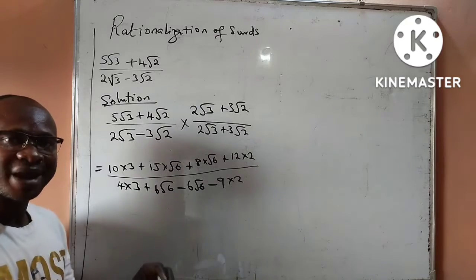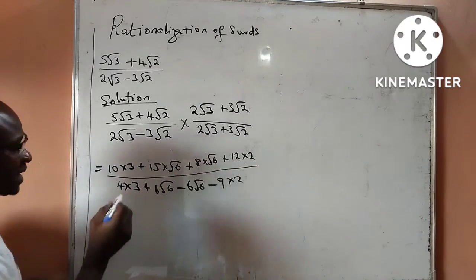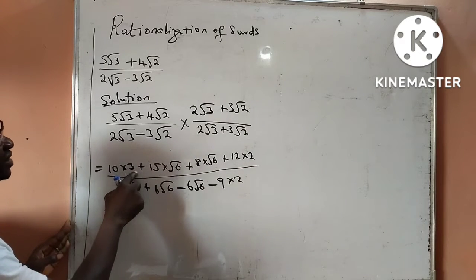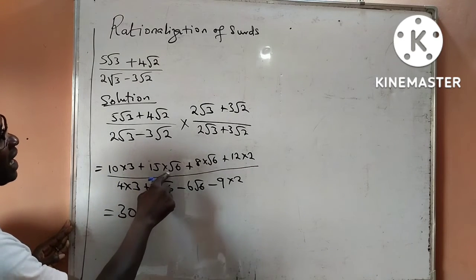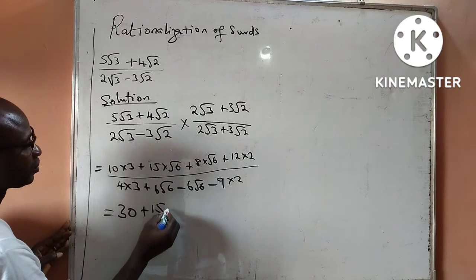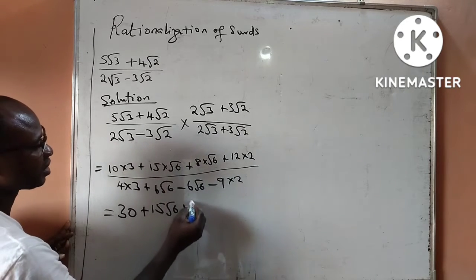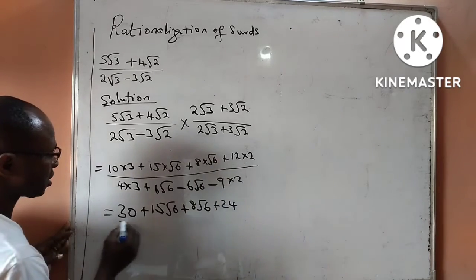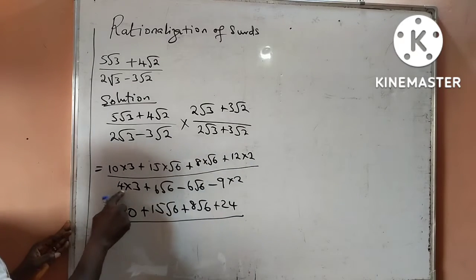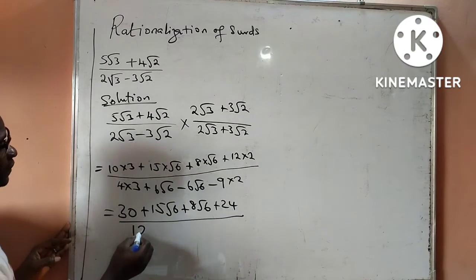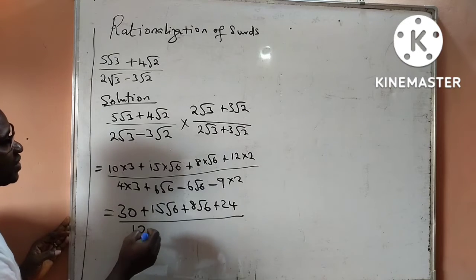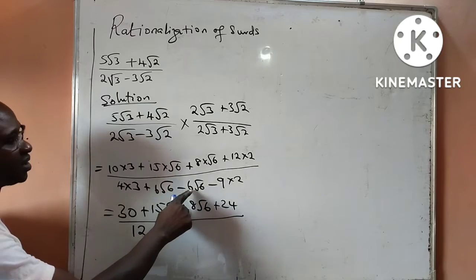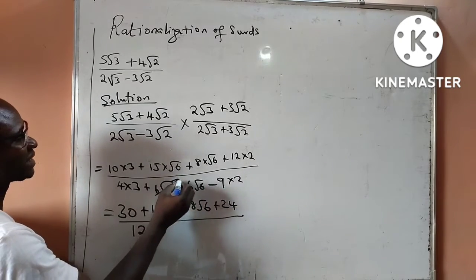What is now remaining is to rearrange my work. Going further, what I will have, this will become 30, that is 10 times 3, plus, here I have 15 root 6, plus 8 root 6, plus 24, everything all over 4 times 3 is going to give me 12, and then I have next 6 root 6 minus 6 root 6. We cancel out.